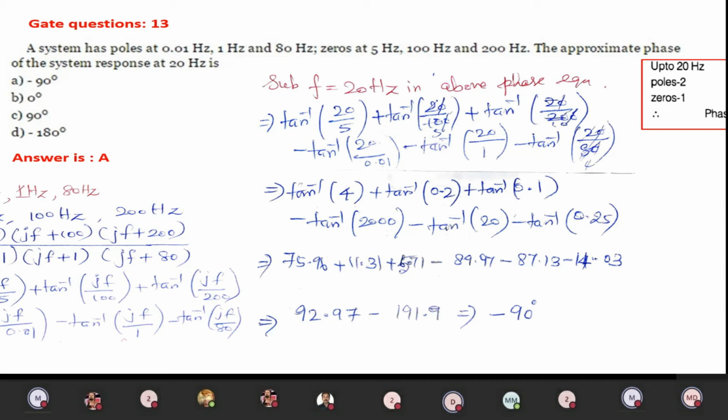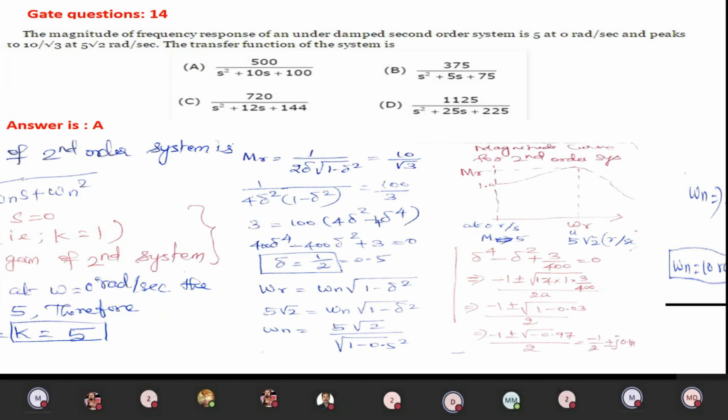So the phase angle is written. Then in the phase angle substitute ω = f = 20 hertz. You will be getting the value equal to minus 90. That's very, very simple. So the correct answer is E. Just write the transfer function and then write the phase angle. And then we can go for the next problem. These are very simple problems.